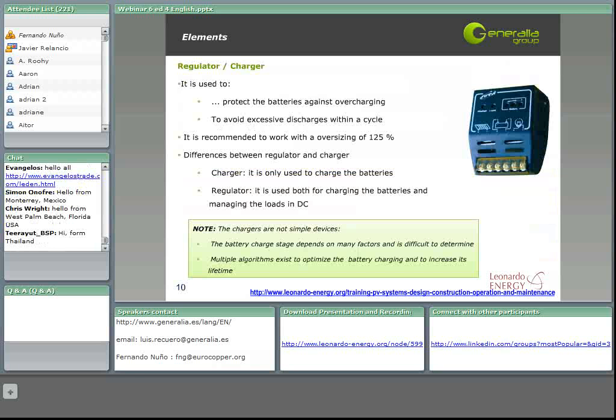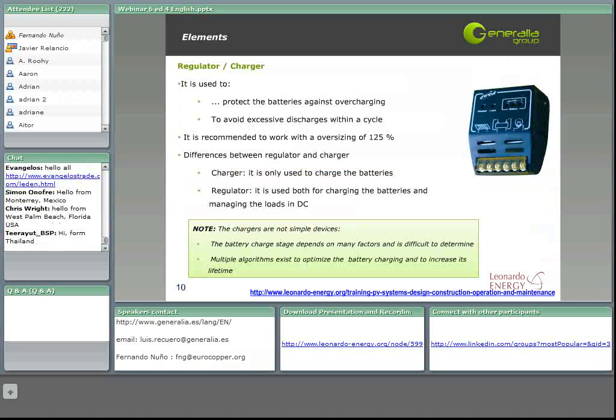Anyway, these kinds of devices are used both to protect the batteries against overcharging and to avoid excessive discharge within a cycle of the batteries. Normally, in order to protect this device and the batteries, it is recommended to work with an oversizing of 125%.